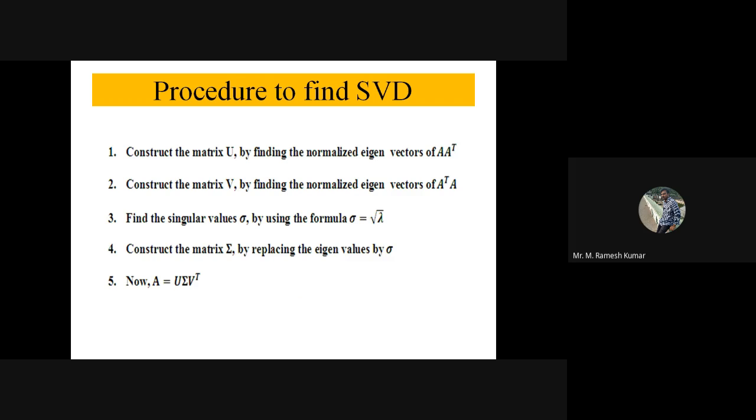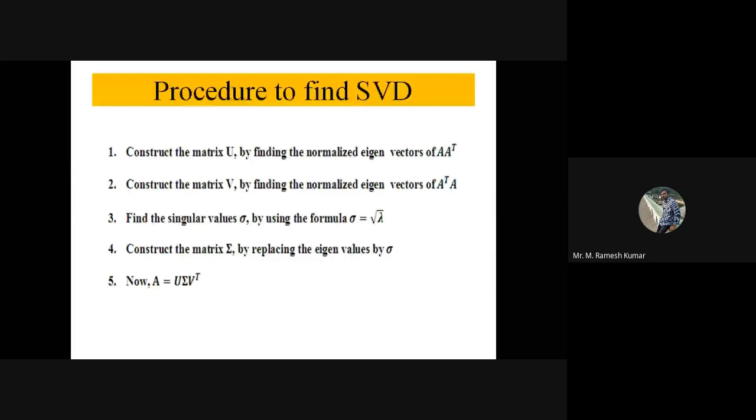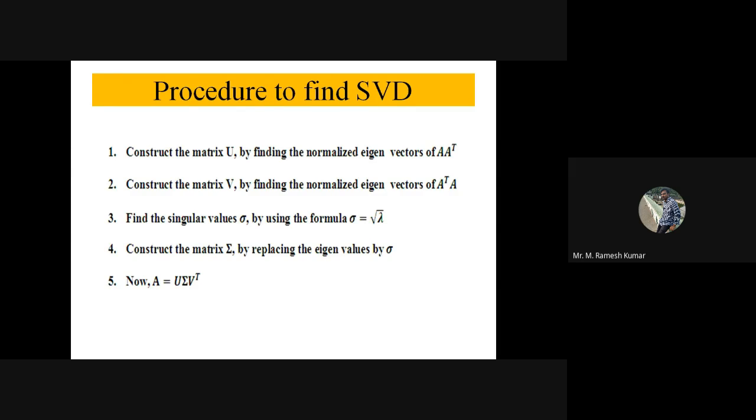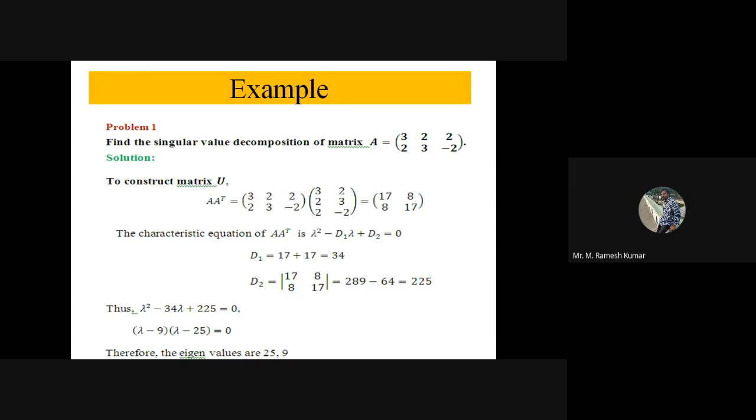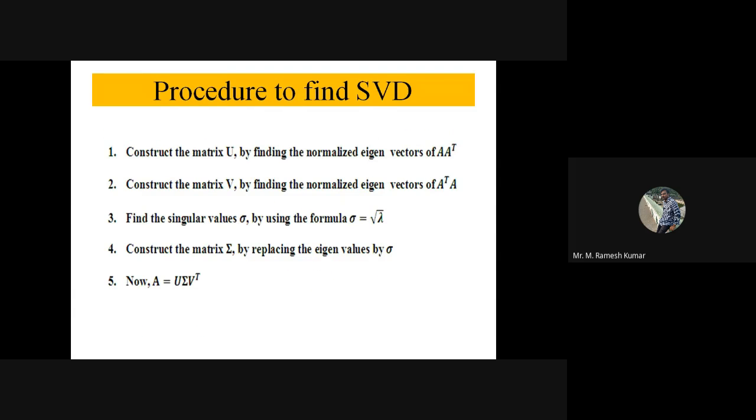Now, the procedure to find singular value decomposition. First step, construct the matrix U by finding the normalized eigenvectors of A into A transpose. Step 2, construct the matrix V by finding normalized eigenvectors of A transpose A. Step 3, find the singular values using the formula sigma equal to root of lambda. What is lambda? Eigenvalue. Fourth step, construct the matrix sigma by replacing the eigenvalues by sigma. Finally write A equal to U sigma V transpose.